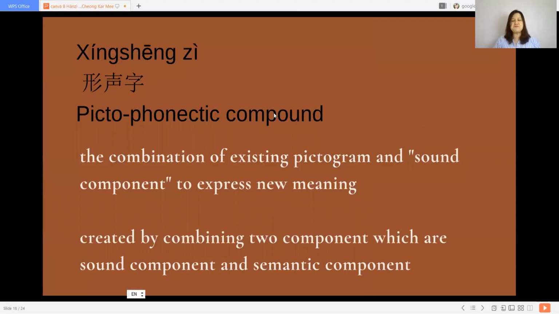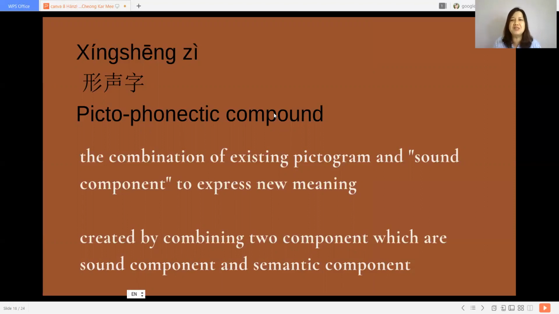Okay, the last method I'm going to introduce today is called 形声字. Once again, 形声字. This type of method consists of two portions. One is related to pictograph or pictogram, and another part is related to the sound. Okay, but very seldom do we have both functions at the same time. But I can show you some examples right here.